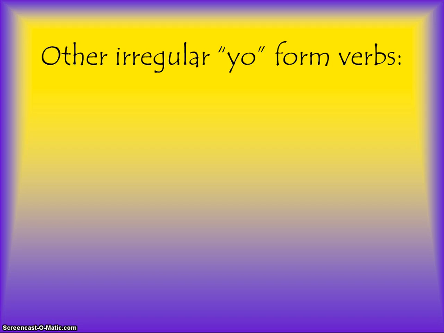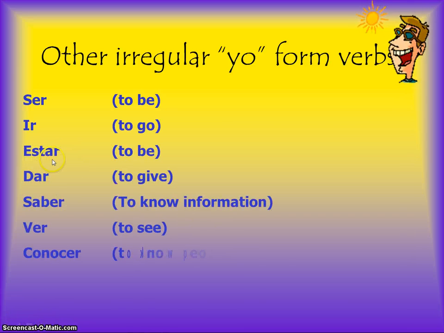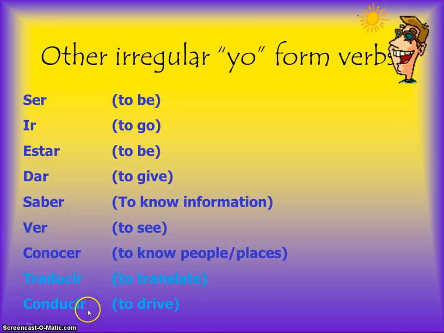Okay, there are some other irregular yo forms. Now, I did put this in the other category because they don't end with go, so they're not part of the go verbs, but they're still irregular in the yo form. And they're the verbs ser, ir, estar, dar, saber, ver, conocer, traducir, conducir.